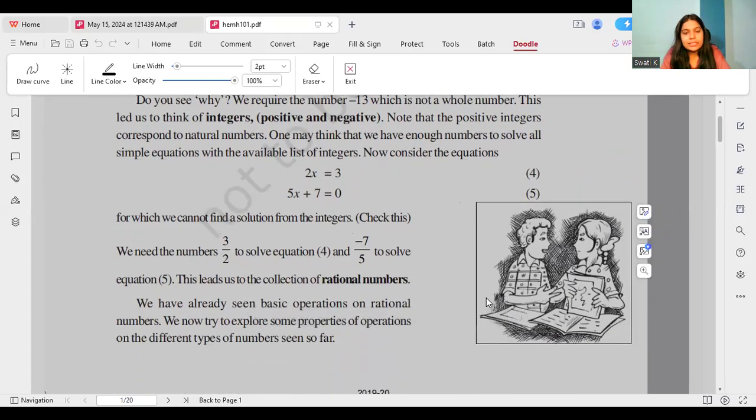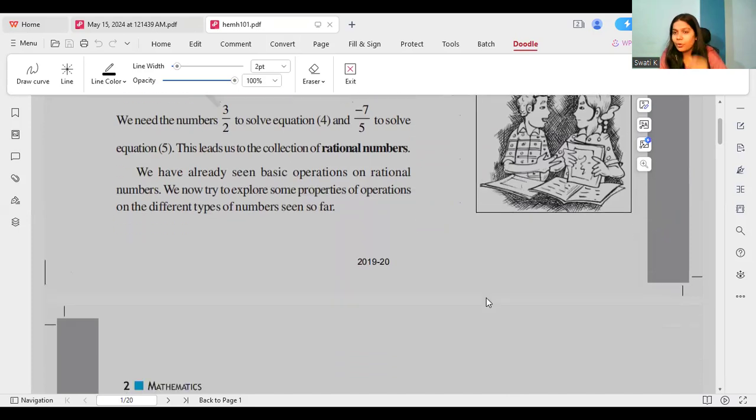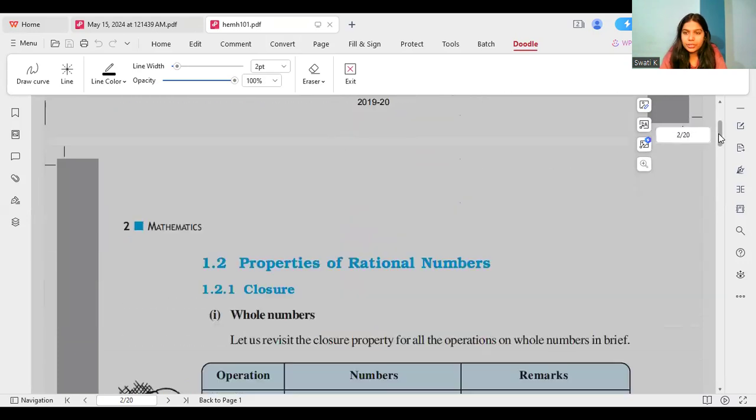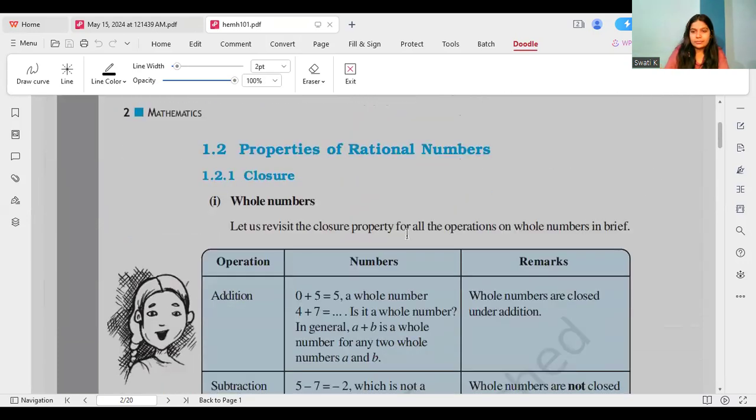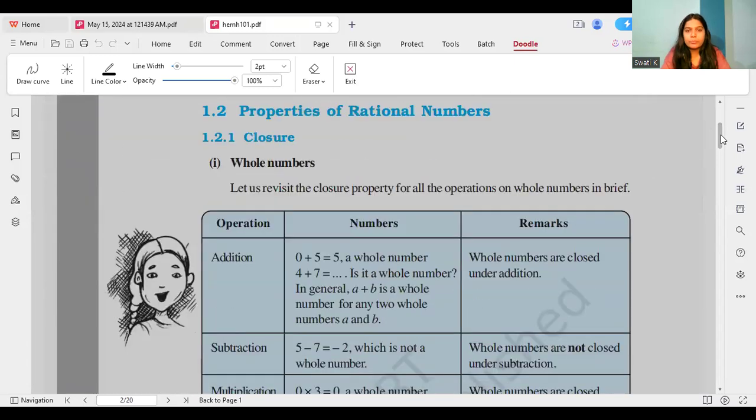So we have already seen these basic operations on rational numbers. We now try to explore some properties. Now, properties are very interesting. If you're already aware of these properties, they are the closure property, commutative property, associative property, distributive property, and identity property. Now let us see how many properties are mentioned here in this topic. Just a moment. I'm just hoping that the screen was visible the entire time. Yeah. So next we have the properties of rational numbers. Yes. So the first one is the closure property.